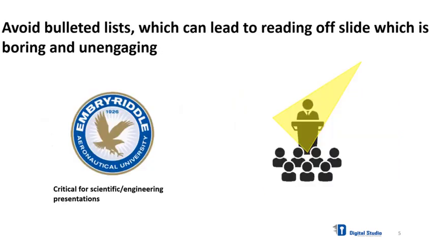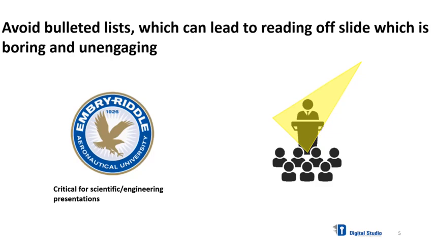Assertion evidence is all about putting the presenter in the spotlight, not necessarily the presentation. You don't want the slide to be the main focus. You want yourself to be the main focus. So to do this, you want to avoid bulleted lists. This can lead to you reading off the slide, which is doing the opposite of what you want.